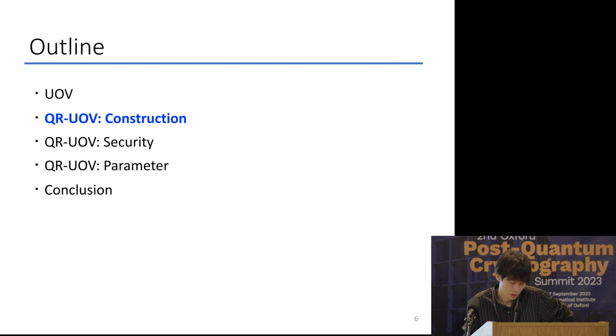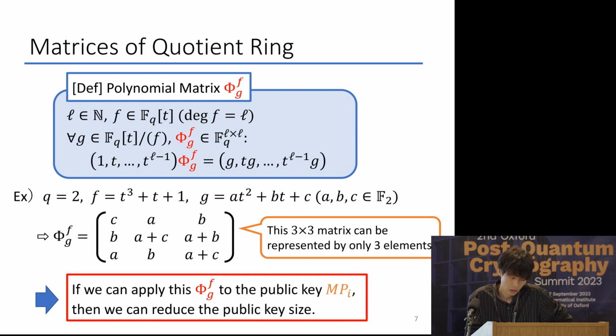Now I talk about the construction of our QR-UOV signature scheme. First I introduce a matrix representing the quotient ring structure. Let l be a positive integer and F be a polynomial in F_q[T] with degree l. Then for any element G in the quotient ring F_q[T]/(F), we can uniquely define an l by l matrix phi_F(G) satisfying (1, T, ..., T^(l-1)) phi_F(G) = G (1, T, ..., T^(l-1)).